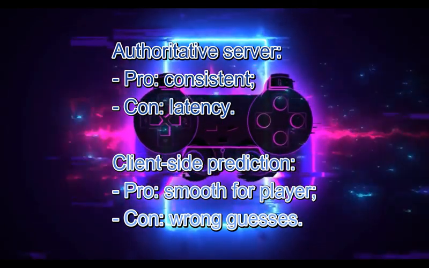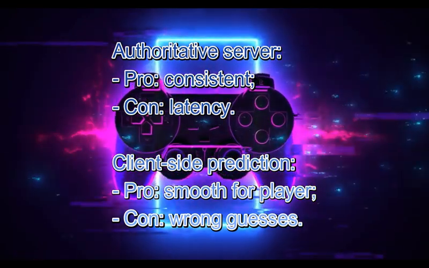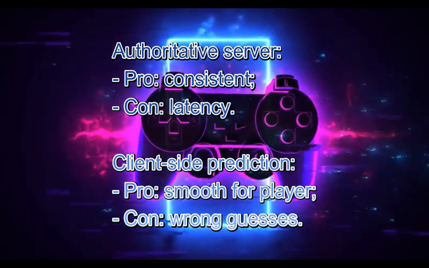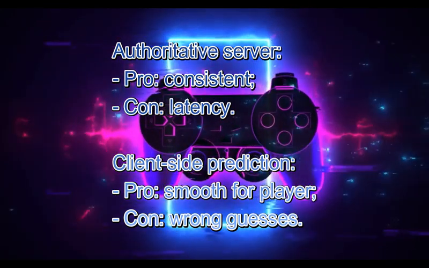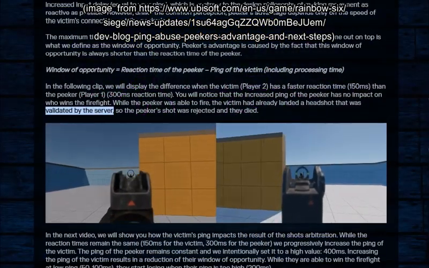Client-side prediction lets the local client guess the result, so interactions feel instant, and then the server validates or corrects the state. This is smooth for the acting player, but wrong guesses cause snapback corrections or rubber banding. Different games choose different balance points.